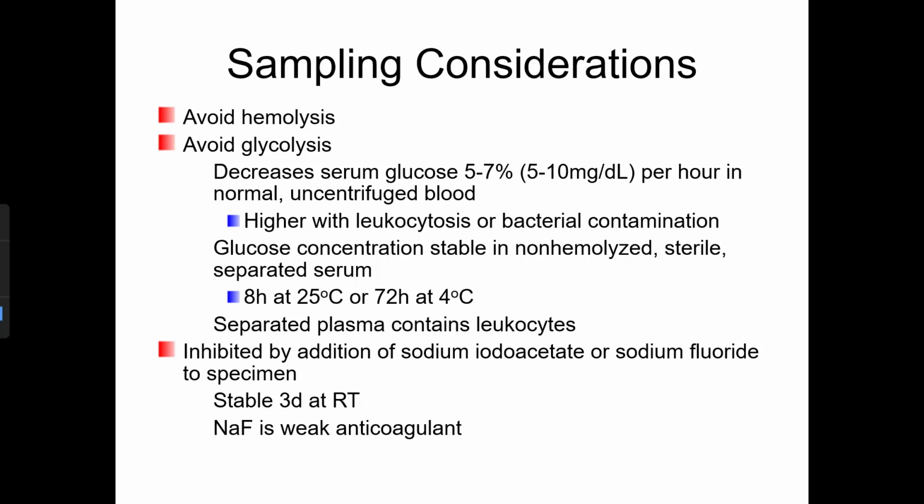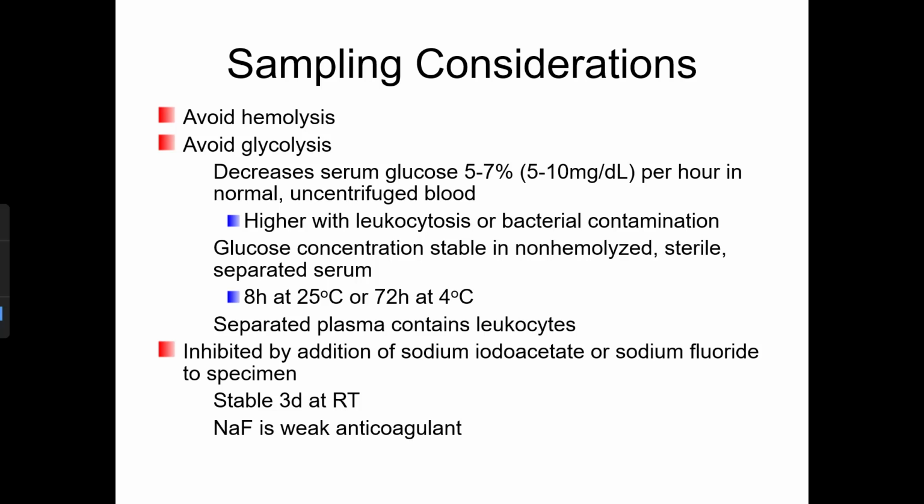Avoid glycolysis, because glycolysis decreases serum glucose 5 to 7%, or 5 to 10 mg per deciliter per hour, in normal uncentrifuged blood. Higher with leukocytosis or bacterial contamination. Glucose concentration is stable in non-hemolyzed, sterile, and separated serum: 8 hours at 25 degrees Celsius or 72 hours at 4 degrees Celsius.